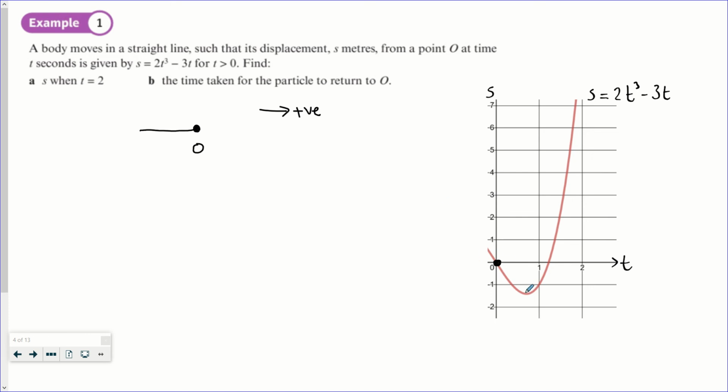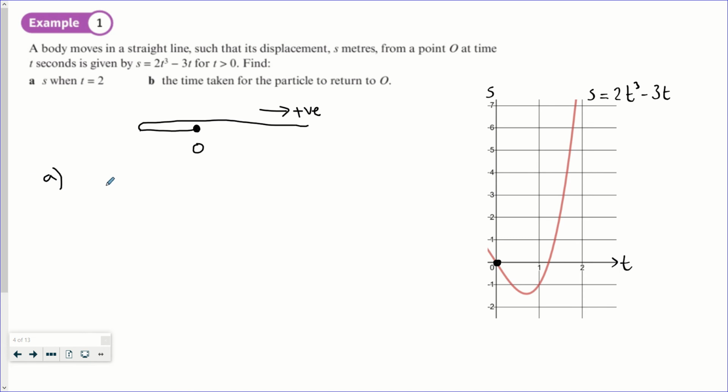And then it stops moving more negative and starts moving towards 0. So it moves around like that. And then it moves in a positive direction. It gets further away in the positive direction.